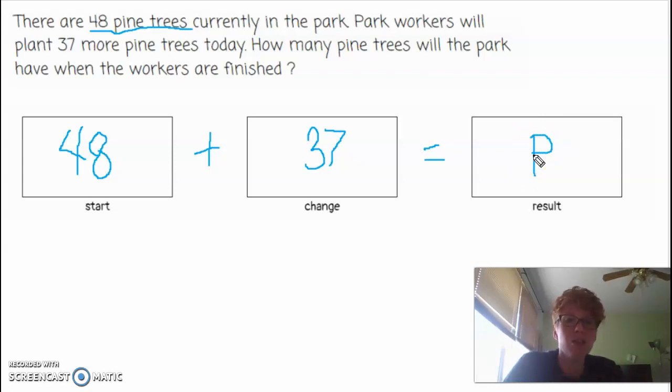Okay? So that is how we set up the start, change, result word problem. We started with 48. We're going to add 37. And if we were to continue to solve this problem, we would find out how many pine trees there are. We're not really worried about the solving at this moment. We're just looking at the start, change, and result.